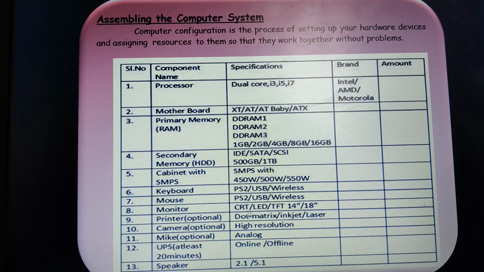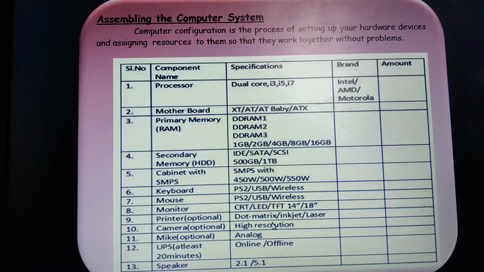Then the monitor. We have CRT, that is cathode ray tube. This we have studied in first PUC. Then LED, that is light emitting diode, or we have TFT monitors, thin film transistor liquid crystal display. Usually your monitor may come in 14 inches or 18 inches. Then we have printers as optional. You can go for a printer or you may not.